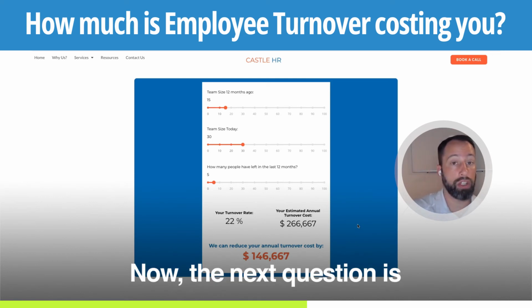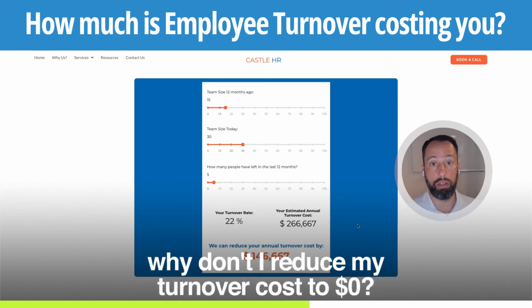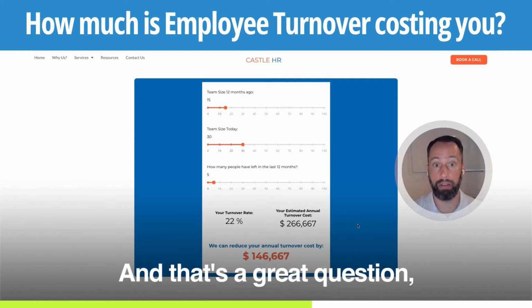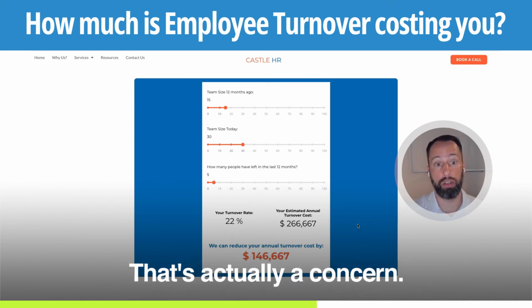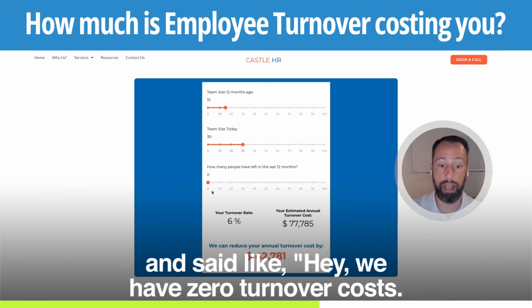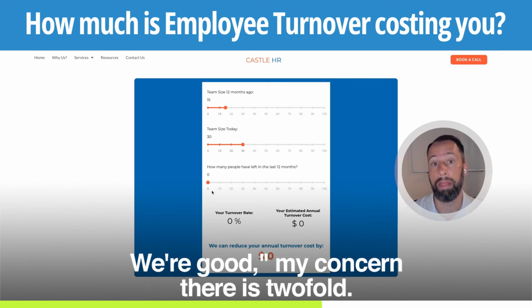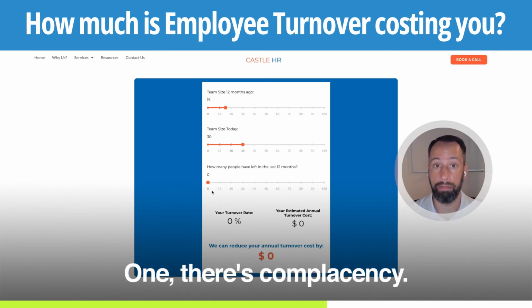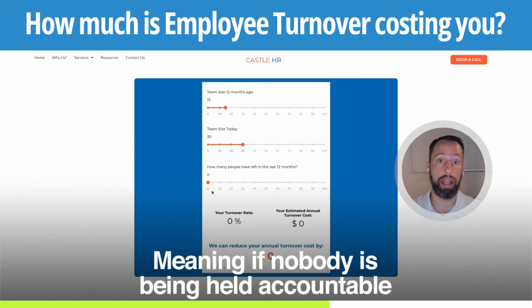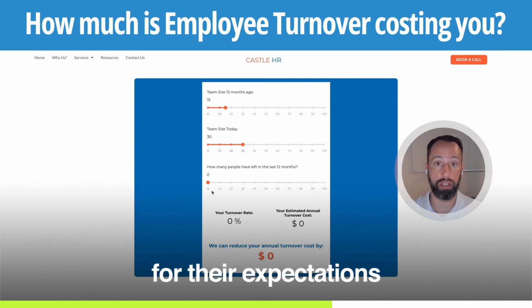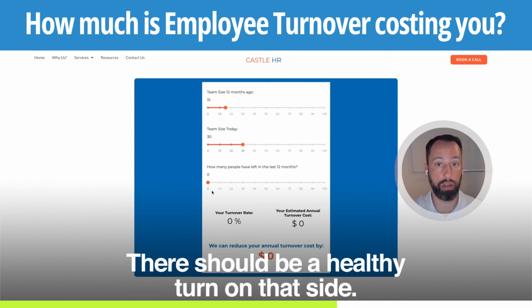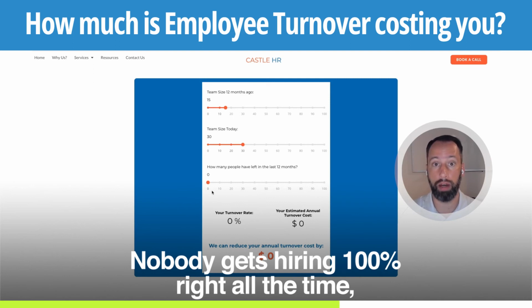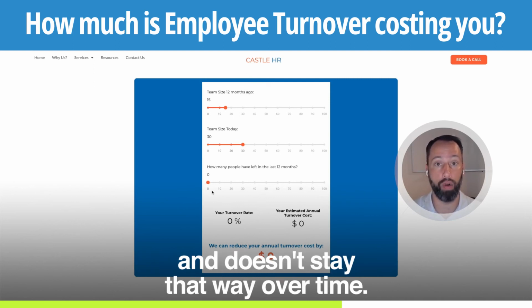Now, the next question is, why don't I reduce my turnover cost to $0? That's a great question, but that's not something you want to target. That's actually a concern. If we went into a company and they said, hey, we have zero turnover costs, we're good, my concern there is twofold. One, there's complacency, meaning if nobody is being held accountable for the expected outcomes of their role, then they're not being terminated and moved on. There should be a healthy churn. Nobody gets hiring 100% right all the time.